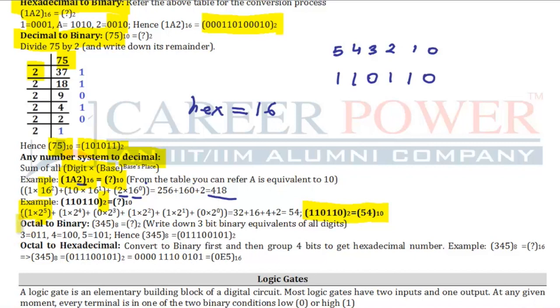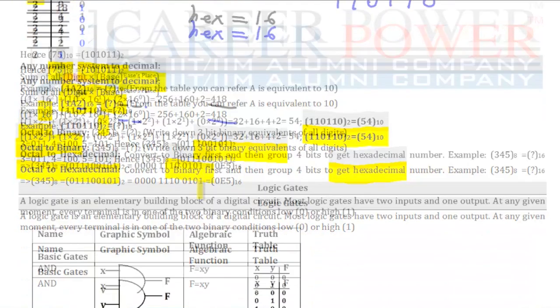Now, if you have to convert an octal number to binary number, what will you do? You simply write down 3-bit binary equivalent, and for this, you can refer to the table above. And now for conversion of octal to hexadecimal, see, there is no direct way of conversion of octal to hexadecimal. You have to first convert to binary and then you will convert to the hexadecimal number. So, this was all about the number conversion. Let us now move on to the logic gates.